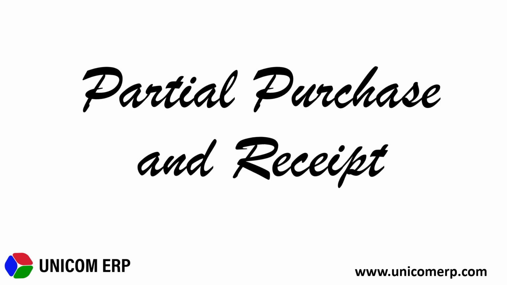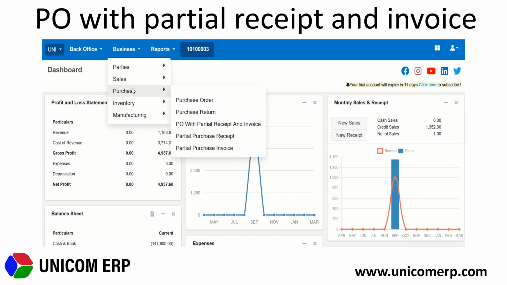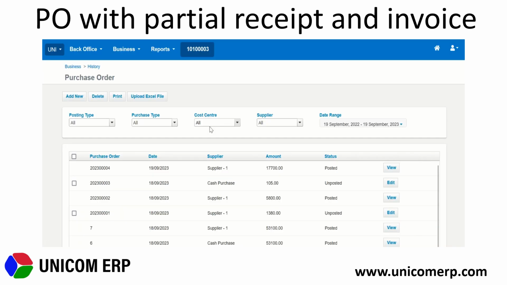Sometimes in a purchase order only a part of the items may be received first. To manage this kind of purchase order we have an option in Unicom ERP. For this, let's create a purchase order first. A purchase order with partial purchase and receipt can be created from the Business, Purchase, PO with partial receipt and invoice menu option. Here all purchase orders, including the normal purchase orders, will be listed.